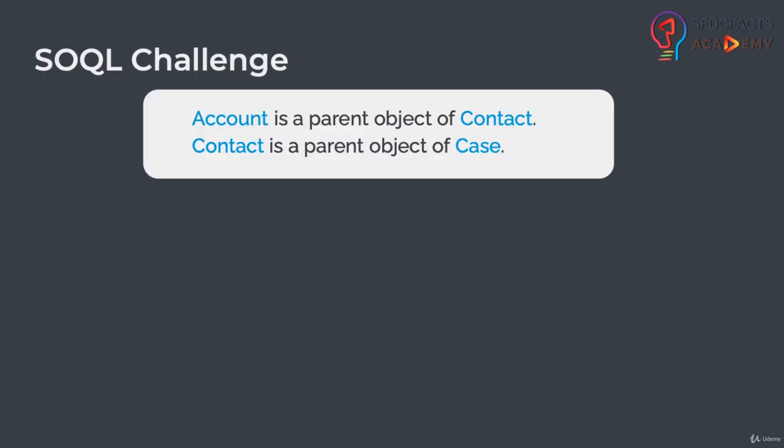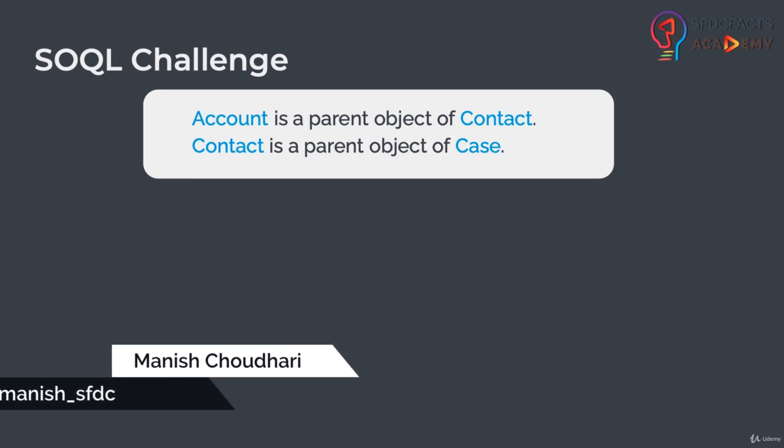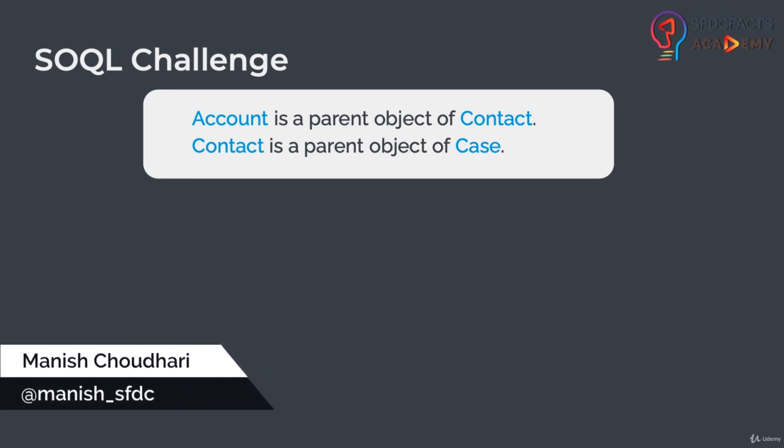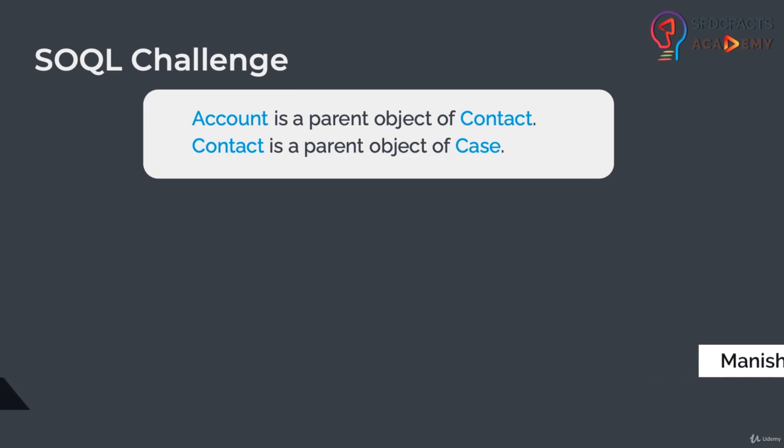Before I start with the challenge, let's take a look at the relationships of the objects that we are going to use in our SOQL query. So account is a parent object of contact, and both of these are standard objects, so they come by default in your brand new Salesforce org. And contact is also a parent object of case object, and case is also a standard object that should be there in your Salesforce org.